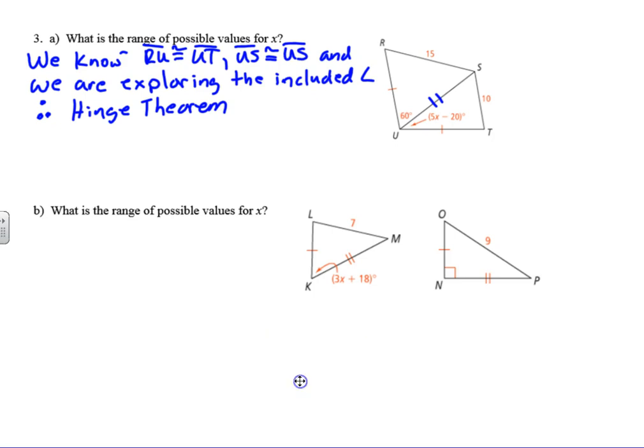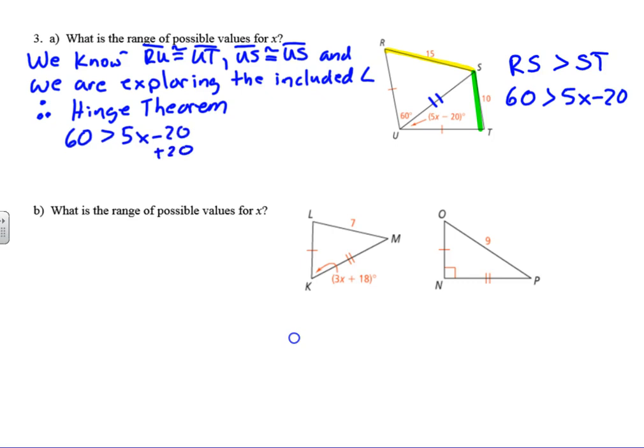If we look at the sides that we have here, this side RS and this side ST, we recognize that RS is greater than ST. As a result, the angle 60 degrees has to be greater than 5x minus 20. So if we solve that for x, 60 has to be greater than 5x minus 20. If we add 20, we get 80 is greater than 5x, and we divide by 5. So 16 would be greater than x, or if we flip that around, x would have to be less than 16. So the possible range of values for x is less than 16.